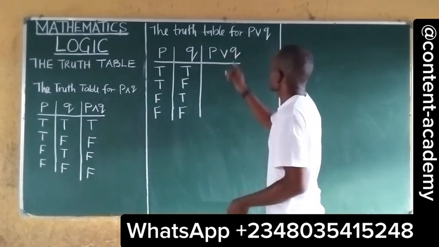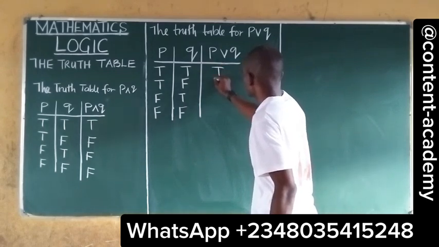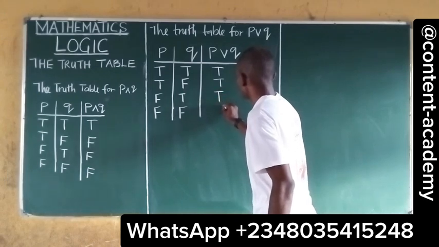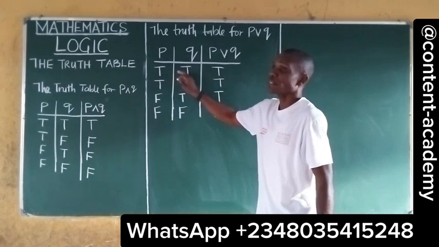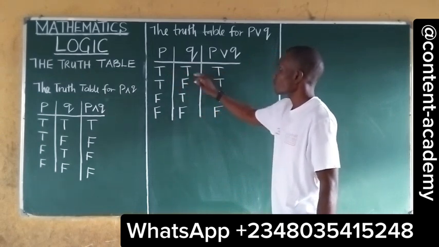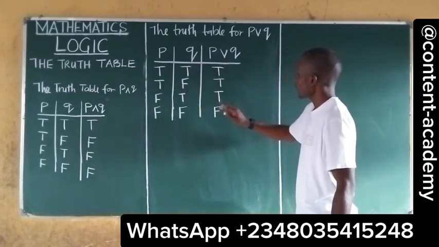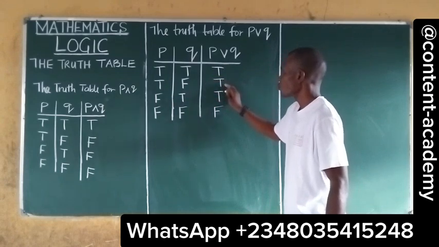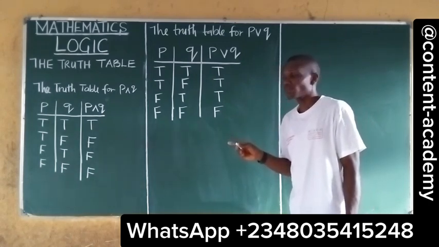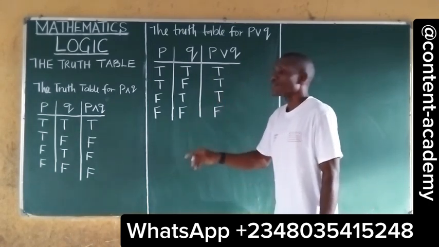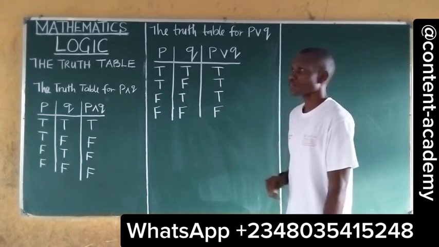Now, for the disjunction it is truth, truth, truth, false. It simply means that two statements are said to be true if either of them is true, and two statements are said to be false if both of them are false.